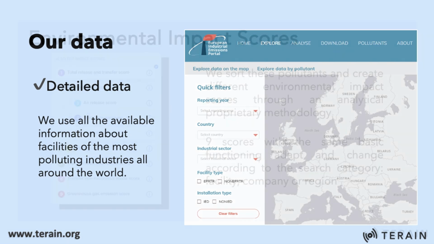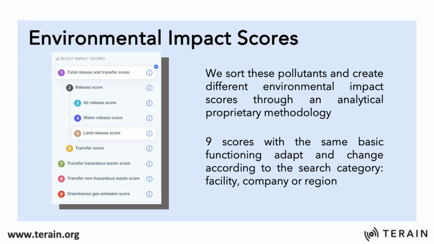At TERAIN, we analyze these pollutants and create different environmental impact scores through an analytical proprietary methodology. As a result, we obtain 9 scores with the same basic functioning that adapt and change according to the search category that we are working with, be it facility, company, or region.